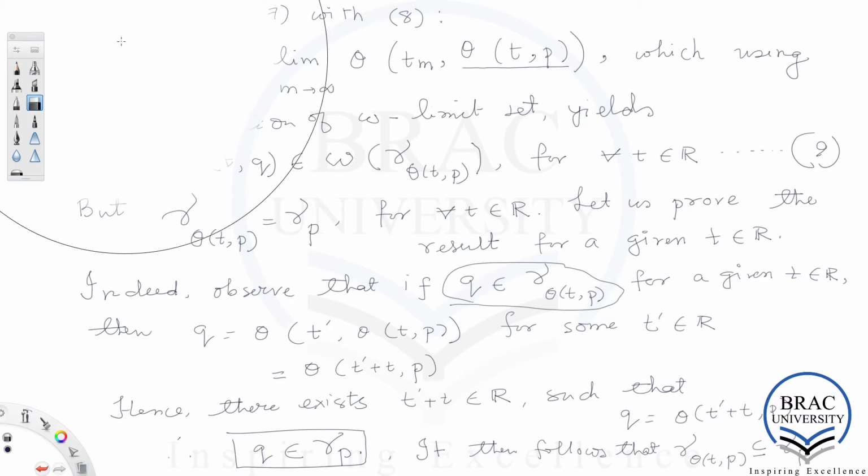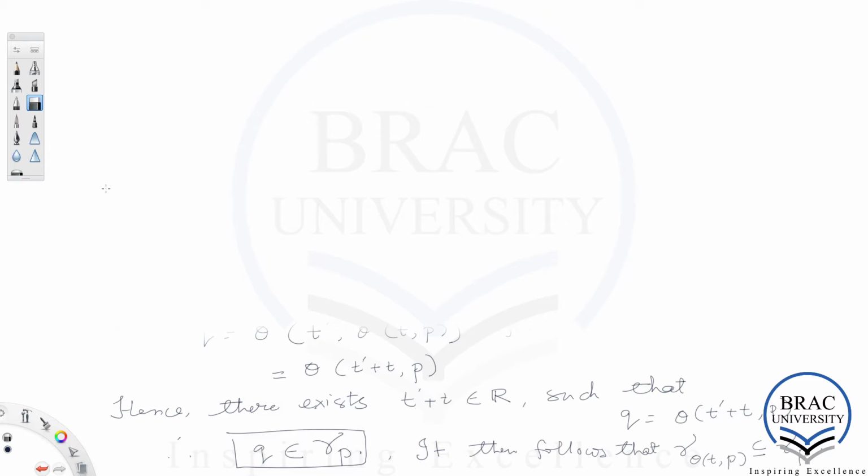For the reverse inclusion, observe that if we choose Q to be in gamma sub p, or the orbit of P, then there exists T prime in R such that Q is equal to theta T prime comma P, right?